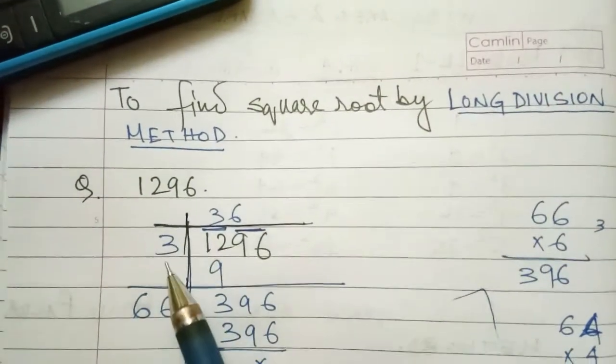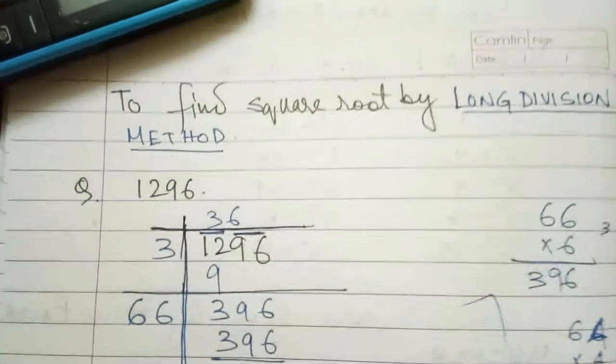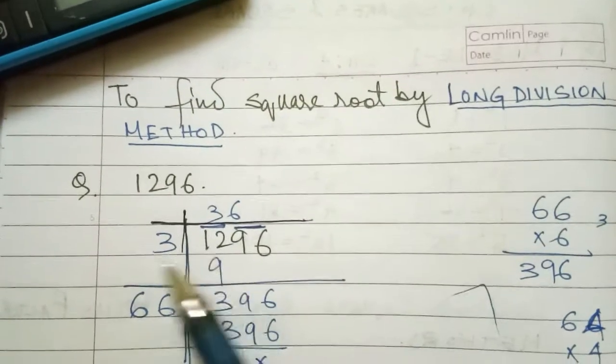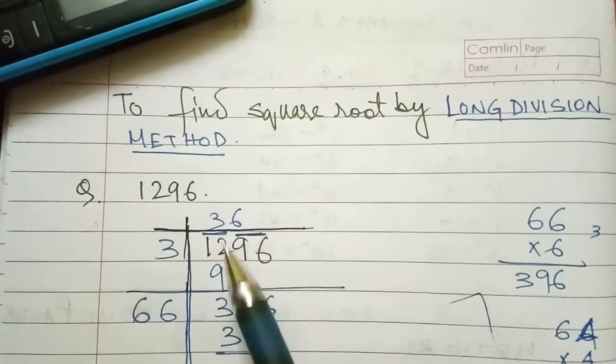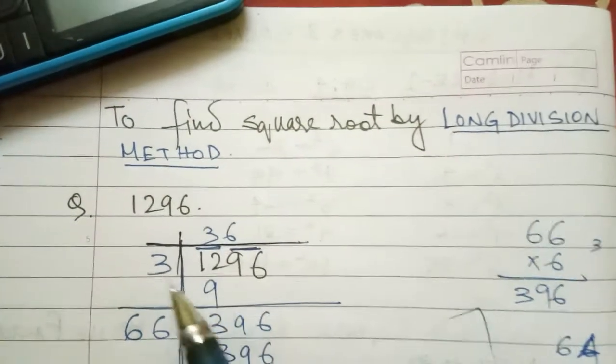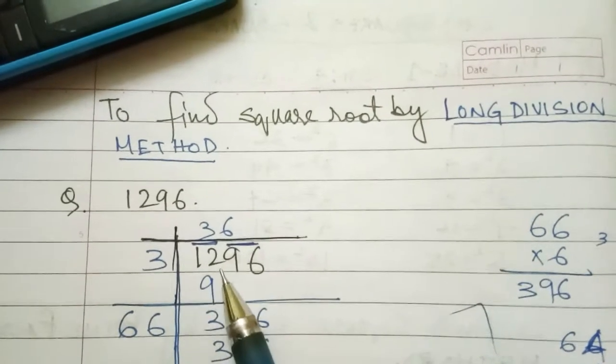Suppose if you take 4, it will not be nearest to the 12. It should be less than 12 also. Now if you take 2, it will be a very small number. I have taken 3. Why? 3 into 3 is coming 9. If it is given 4, 4 into 4 will be 16. That cannot be written down. It should be less than 12.